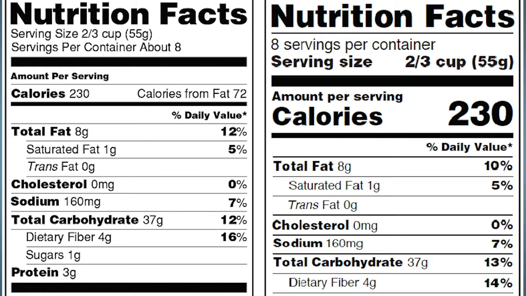The first thing we should always look at when counting carbs is the serving size. This may not be the amount that you are planning to eat, but all of the information on the label is only for what the manufacturer says the serving size is.